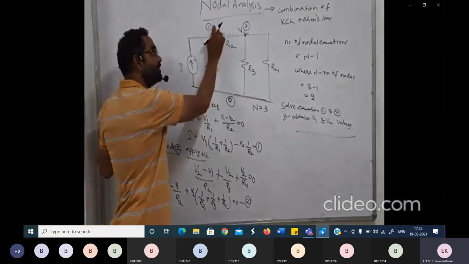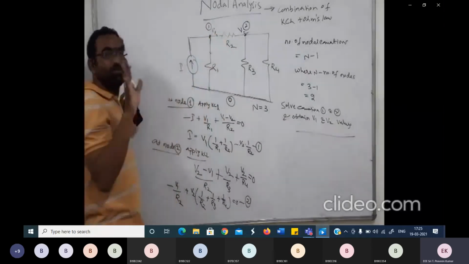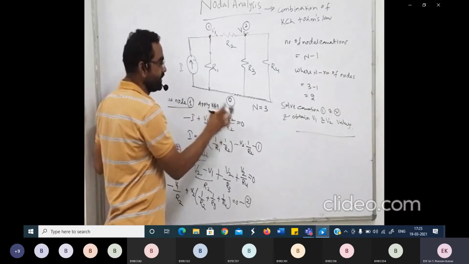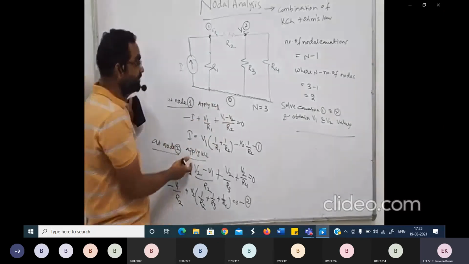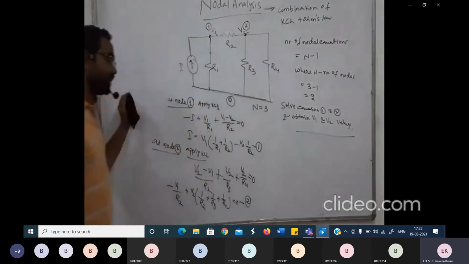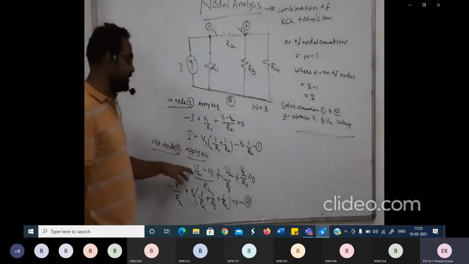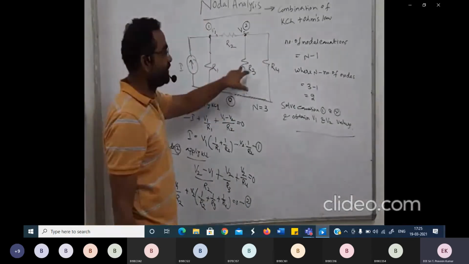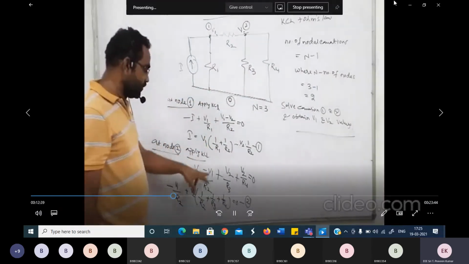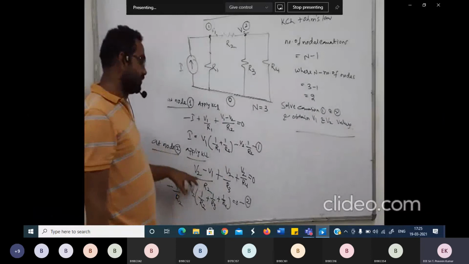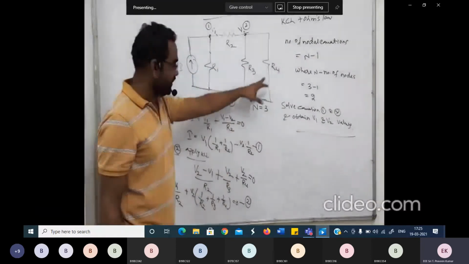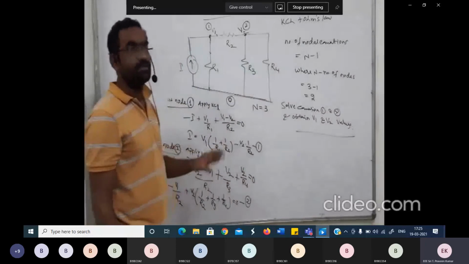I told you that when I am considering a particular node, that voltage has to be taken at higher potential, so that's why I have taken V1 as positive, V2 as negative. Now similarly, for the second node, R2 is connected, R3 is connected, and R4 is also connected. I see the current into each and apply KCL here. So we get V2 minus V1 by R2, which is the current in R2, then the current in R3 is V2 by R3, the current in R4 is V2 by R4, which is equal to 0.